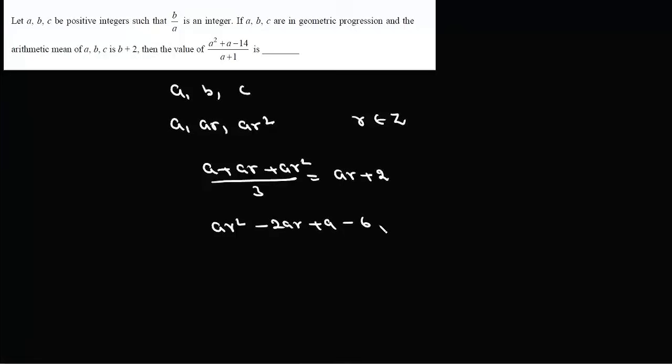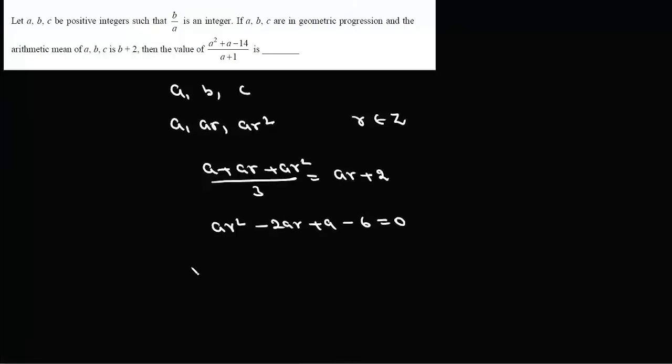Now it says arithmetic mean of these three numbers. So that means (A plus AR plus AR square) by 3, and it is equal to B plus 2. So it will be equal to AR plus 2. So we can write AR square minus 2AR plus A minus 6 equals 0.